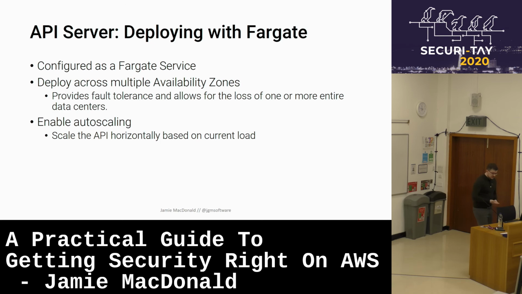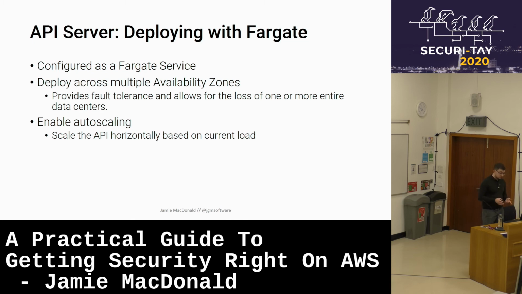So an app that is configured to run on Fargate uses what's called a service. The service manages things like how many containers you actually want deployed, where you want them placed, and we can configure this service to deploy it across multiple availability zones. So that even if we lose a whole data center, Fargate just spins up more containers in the surviving availability zones to manage that load for us.